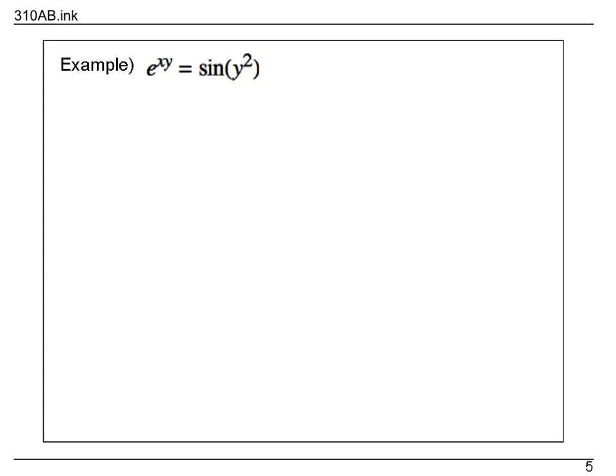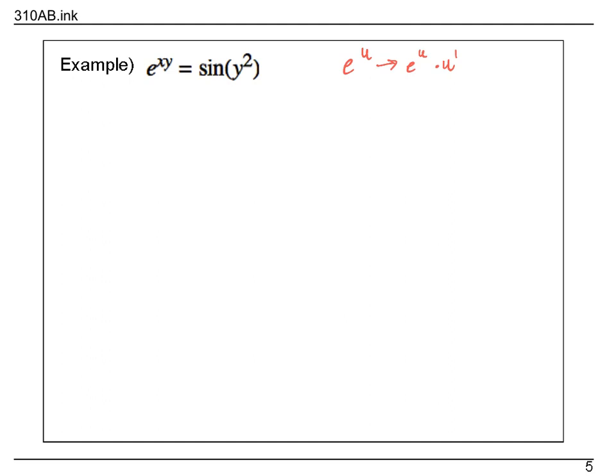Here we have e to the x times y equals sine of y squared. So careful, there's chain rule, there's product rule here, there's implicit differentiation. So on the left-hand side, we have a chain rule. The outer is the e, the inner is the x times y. So with the e, we're thinking e to the u goes to e to the u times u prime.